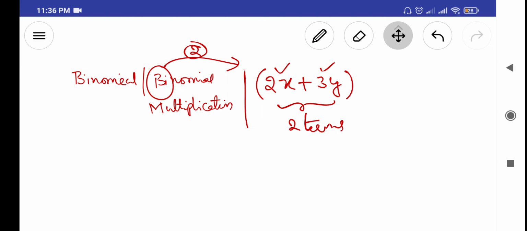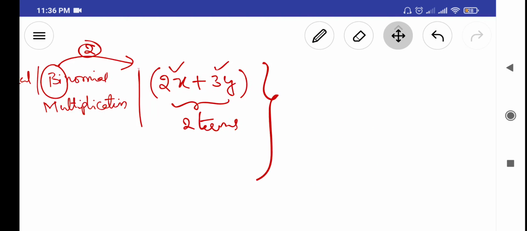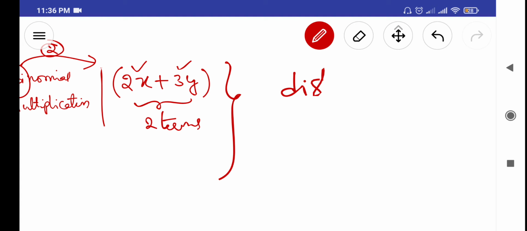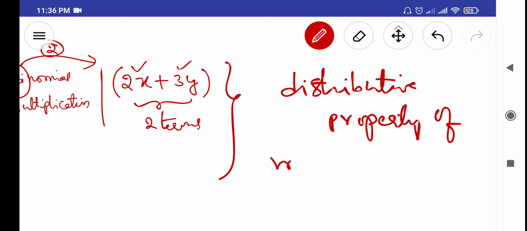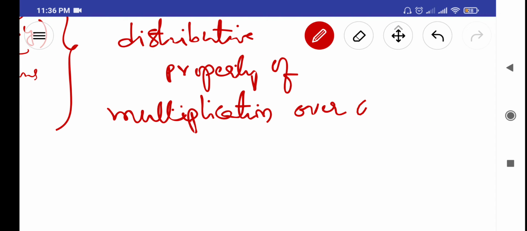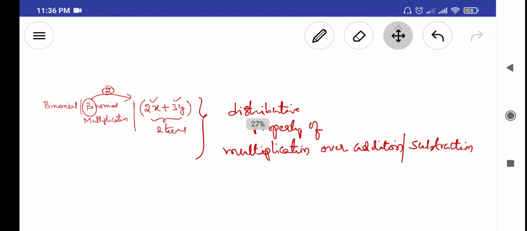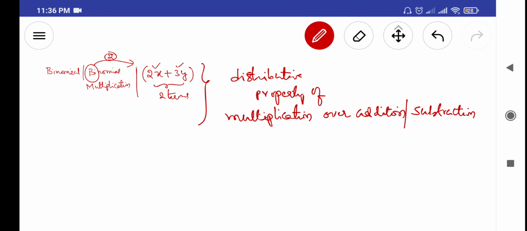So multiplication of binomials is based on which property in our maths? General multiplication is based on the distributive property of multiplication over addition or subtraction, depending on the sums. So what is this distributive property of multiplication over addition and subtraction?